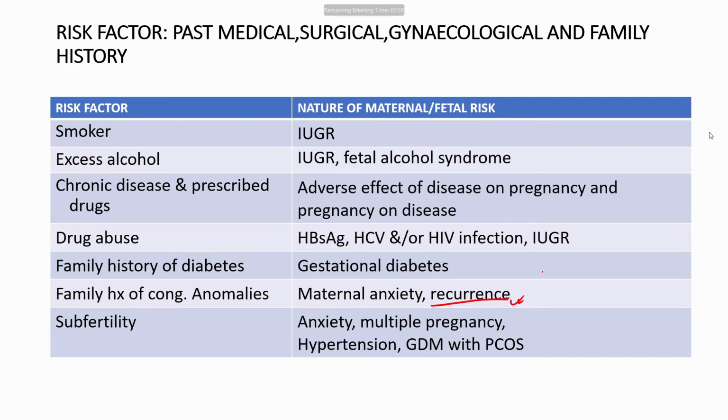And subfertility. So there is maternal anxiety because of subfertility treatment. There could be multiple pregnancy, hypertensive disorder. Patient can develop PCOS, so these, diabetes. Especially if the patient has PCOS, the patient may develop gestational diabetes. So these are more common in the subfertile patient.